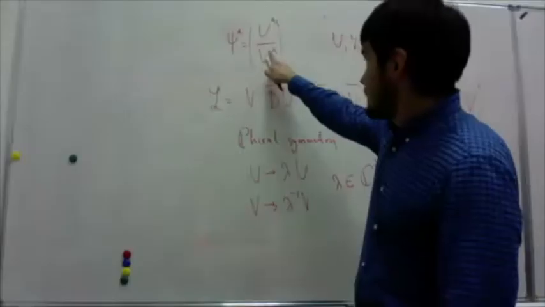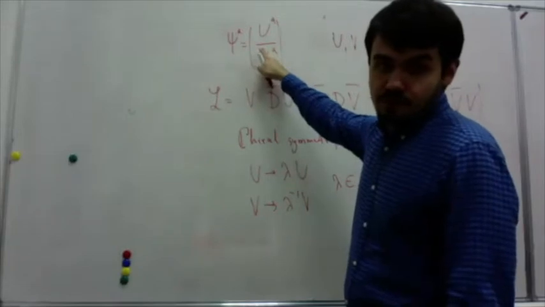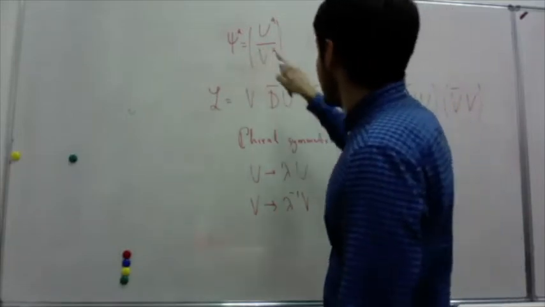Just to check, U bar is the complex conjugate of U, and V bar is the complex conjugate of V? Yes. V bar is the complex conjugate of V. Okay, thanks. This is a bar, not a separator, right? It's a bar over V.